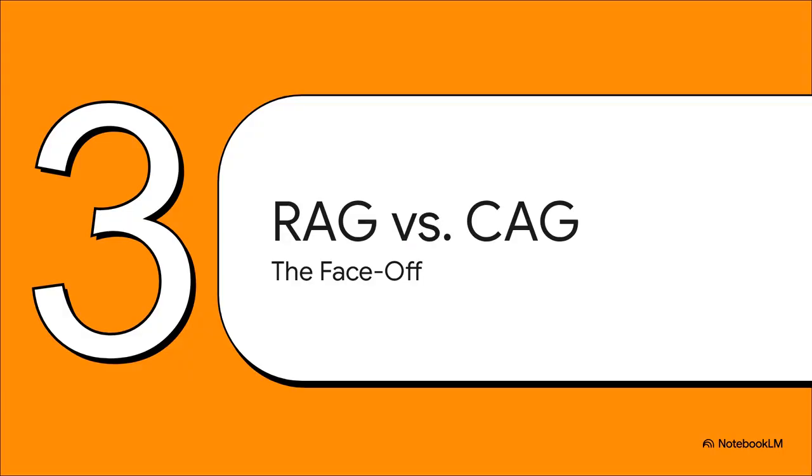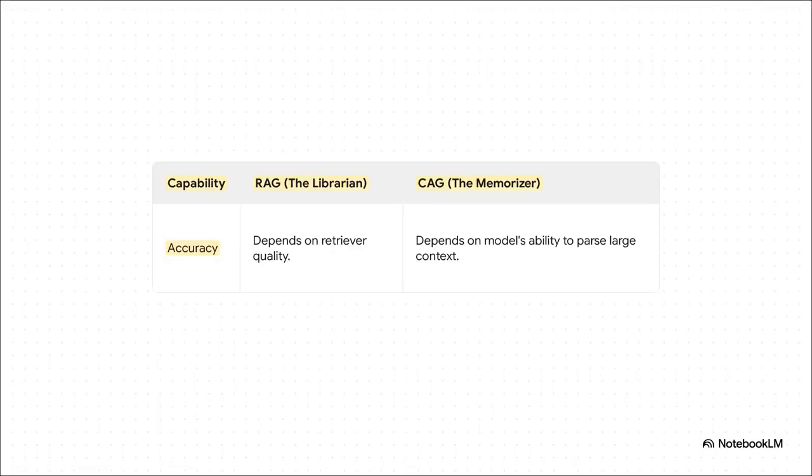All right, let's get into it. We've got our on-demand librarian, RAG, and our upfront memorizer, CAG. Let's put them head-to-head across 4 key areas and really see where each one shines and where they fall short. First up, accuracy. With RAG, everything, and I mean everything, depends on its retriever. If the librarian can't find the right book on the shelf, the AI gets bad info, or nothing at all.